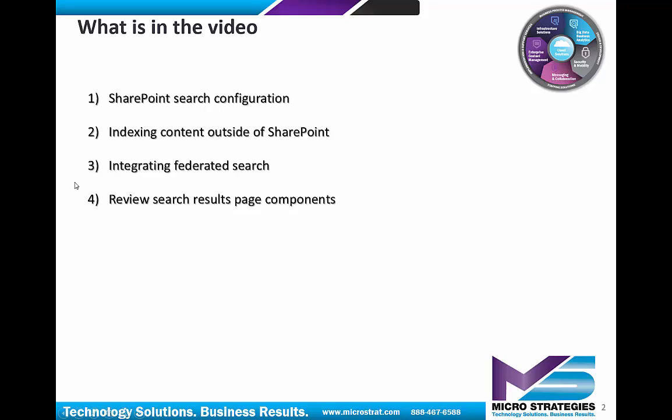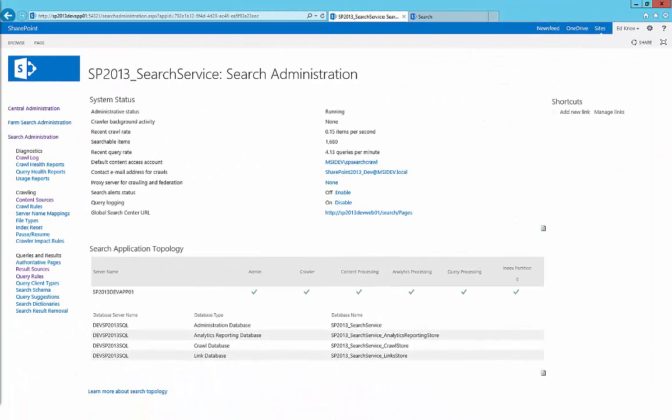Today we're going to review basic search configuration, how to index content stored outside of SharePoint, bringing in federated search results into SharePoint, and then we'll review the search results page and the components on it. Let's start out by navigating to our search administration page within Central Administration.